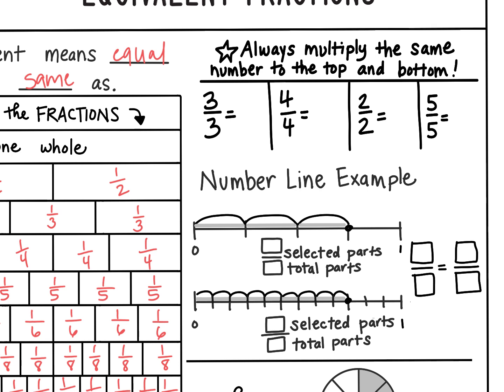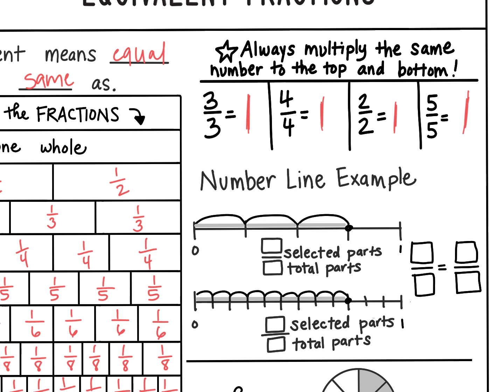Whatever I do to the top, I have to do to the bottom. If I multiply the top by 3, I multiply the bottom by 3. Why? Because it's equal to 1 whole. It's like multiplying by 1. If I multiply the top by 4, I have to multiply the bottom by 4. Why? Because it's equal to 1 whole. All of these are equal to 1. You're not changing the value of it. You're changing what it looks like, how many parts are in the whole.